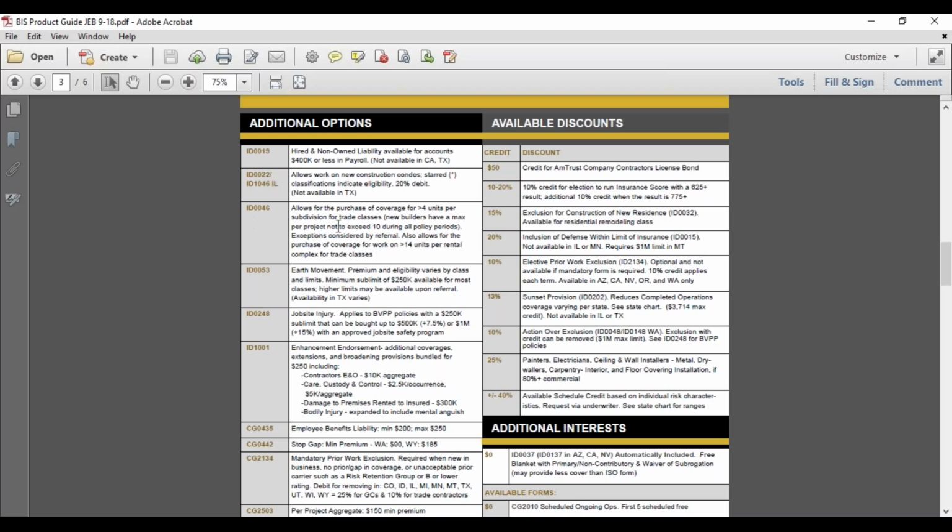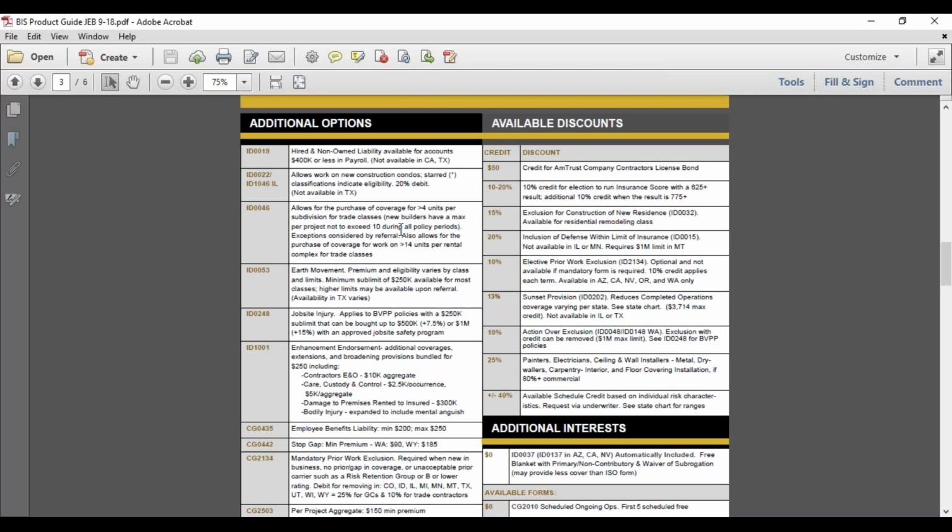We have a form called ID 0046, and this is important to note. So for our artisan guys, we only allow work up to 4 homes in a subdivision. So when they're working as an artisan, if they're working on new construction and they're working as an artisan electrical contractor, for example, the base policy only allows them to work on up to 4 homes in that subdivision.